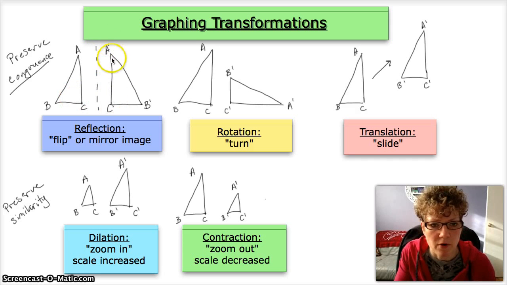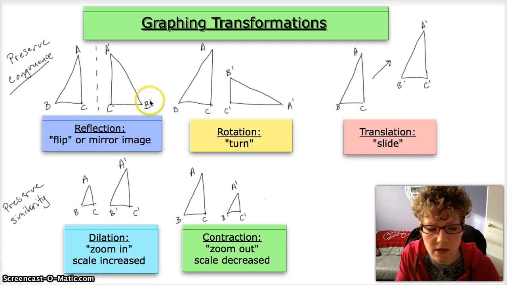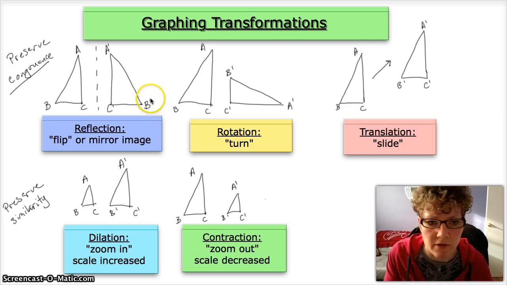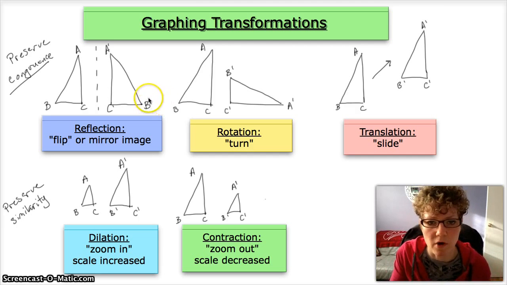So we have A prime, B prime, C prime, which indicates that it's not the original, but it's a new version of the original. So this little apostrophe type of mark here is called prime.